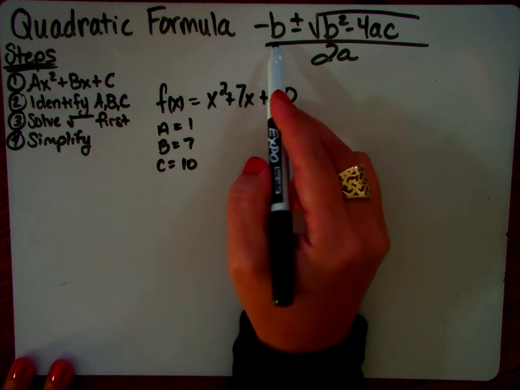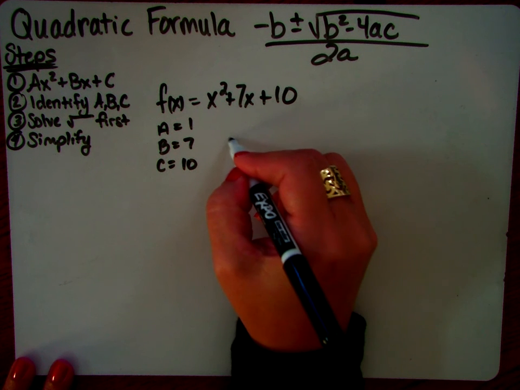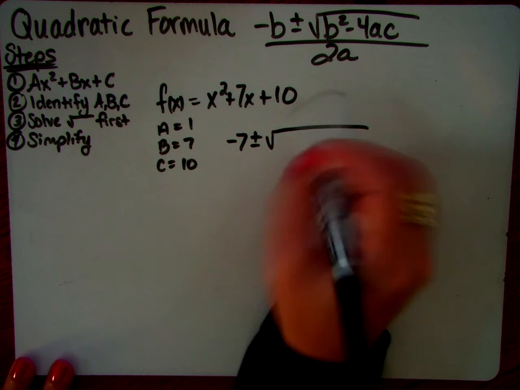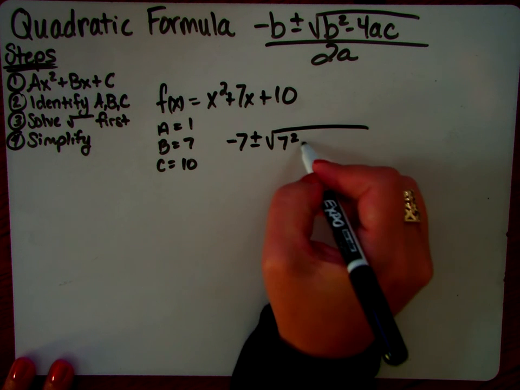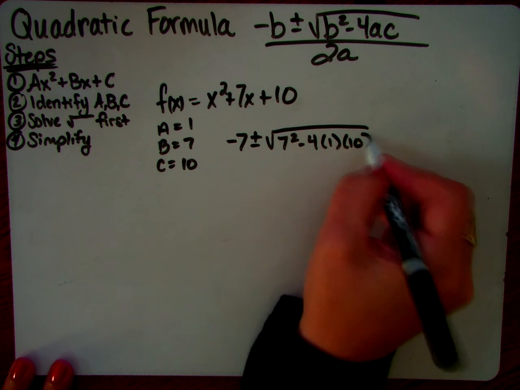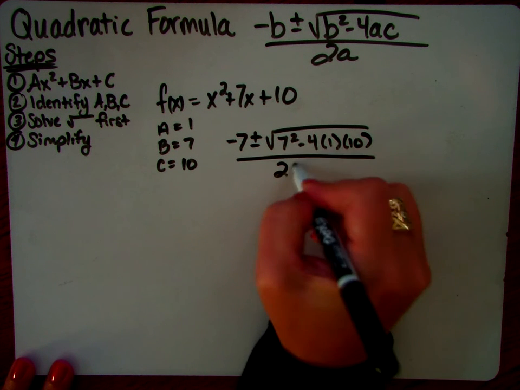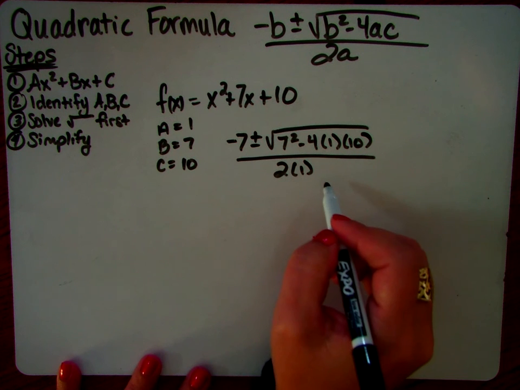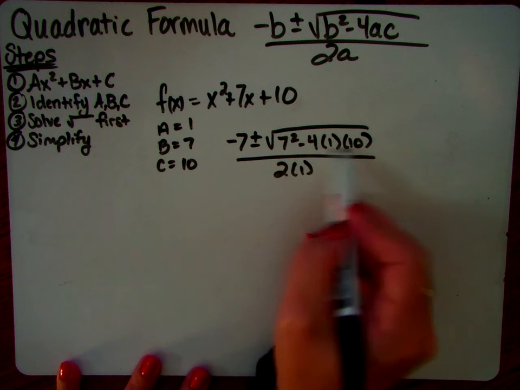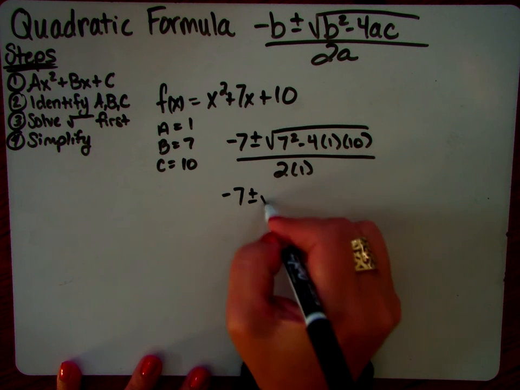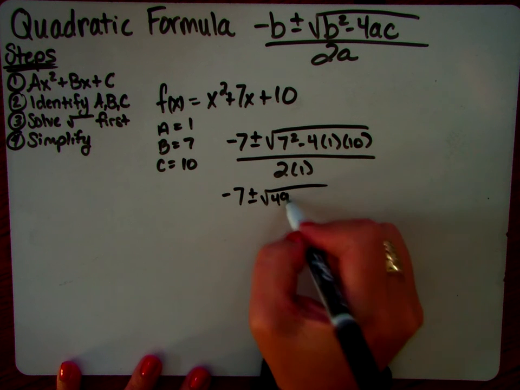I need a negative b. So if b is 7, negative b is negative 7. Plus or minus the square root. B squared, 7 squared, minus 4 times a times c. And that is all over 2 times a. Okay? So I'm going to keep everything how it is, but I'm going to start solving what is in the radical. Okay? So 7 squared is 49.